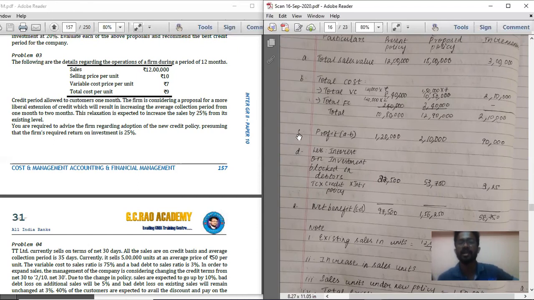Below that, leave one line gap and record small c, profit. Under the particulars column, profit. Within bracket, record small a minus small b.